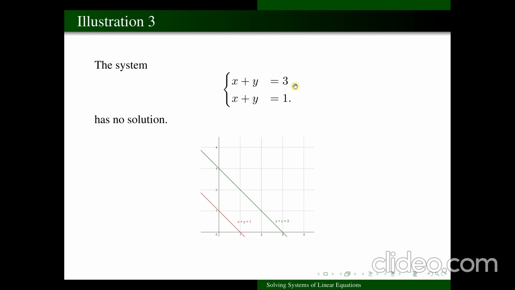The system x plus y equals 3, x plus y equals 1 has no solution because it is impossible for the sum of two numbers to be equal to 3 and 1 simultaneously. Indeed, if you sketch the graph of these two equations, you will obtain two parallel lines.